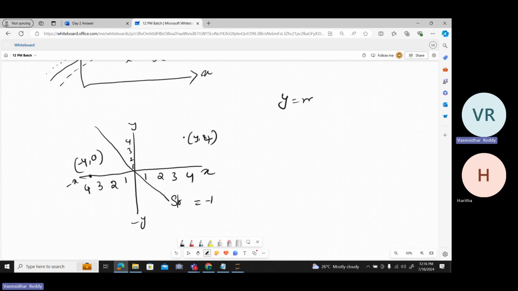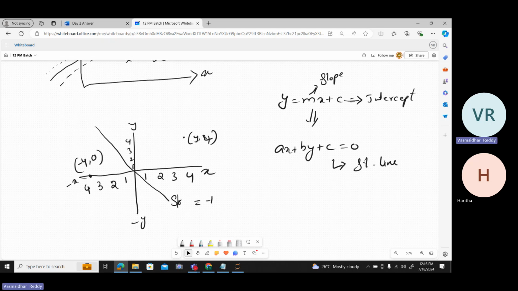So y equals mx plus c is a hyperplane, where m is the slope and c is the intercept. We already know about this. It can also be written as ax plus by plus c equals 0. It is a straight line equation.